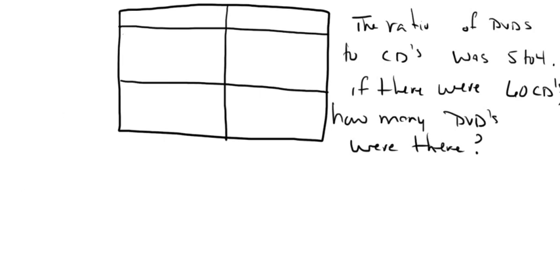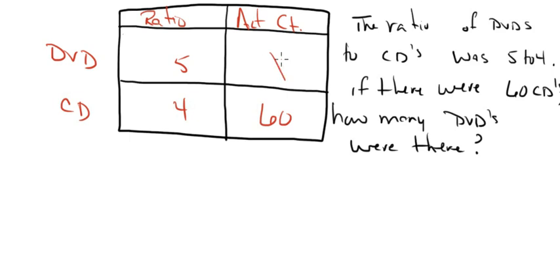Well, let me show you how I would set this up. I know it's a ratio problem, so I'm going to put my ratio over here. I'm going to put my actual count over here, ACT, right? And I know that the ratio of DVDs, that's listed first, I'm going to put that there, to CDs was 5 to 4. If there were 60 CDs, now here's where you can make a mistake. You can put the 60 up here thinking, well, that's first. I got to find the CDs and put the actual count next to the CDs. So I'm solving for X DVDs. How many DVDs were there? The DVDs goes right here. That's my X value.